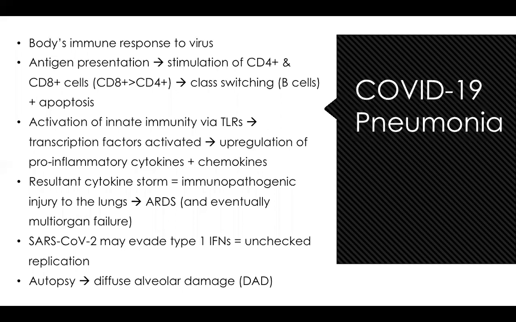And you would think that this is good, right? Because there's apoptosis, so the virus-infected cells are dying, and there's class switching, which means that antibodies are starting to be formed, so that would give immunity. But then that's where the innate immunity comes in. The innate immunity is basically very non-specific.